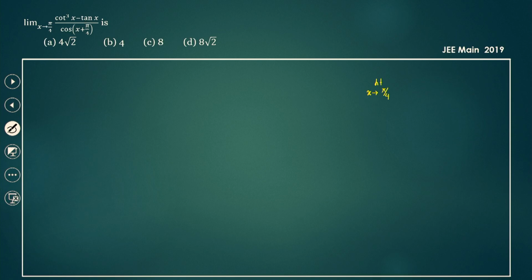So we have the limit as x tends to pi by 4 of cot cube x minus tan x, divided by cos of x plus pi by 4. Okay.